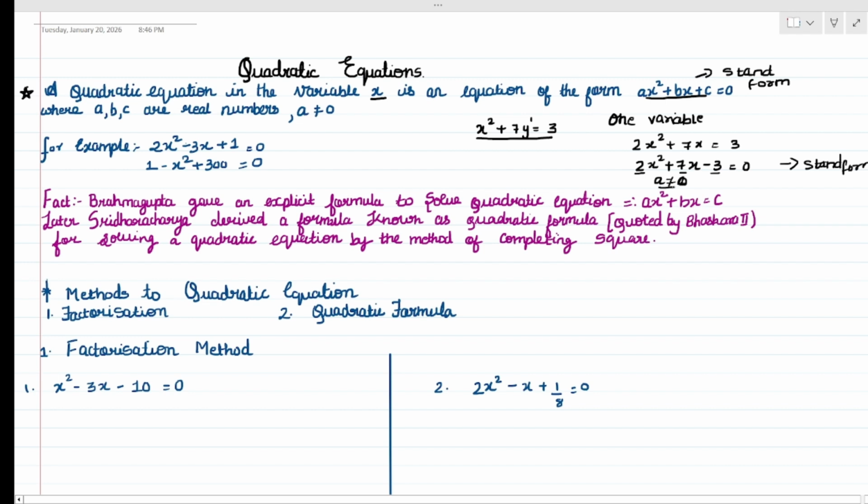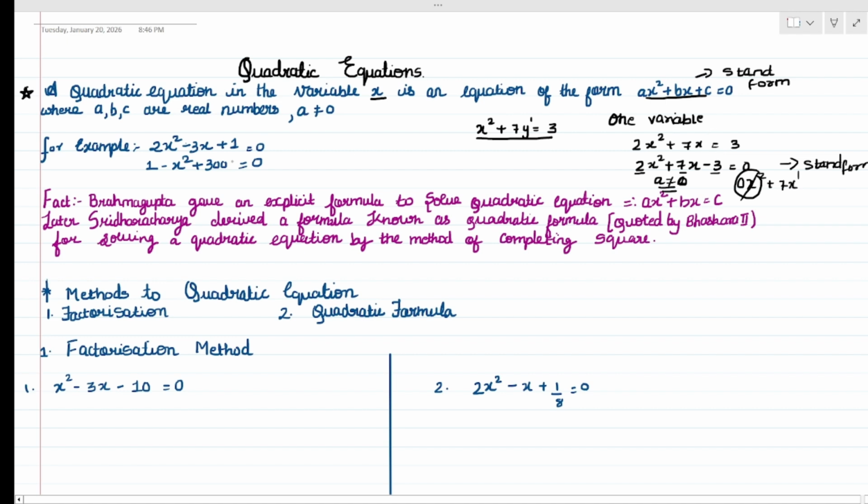What does this condition say? If my coefficient of x square becomes 0, say 0x square plus 7x, let's take this example. In this case, my x square coefficient becomes 0. That means the whole term will get nullified and it will be counted as a linear equation. That means the condition is specifically mentioning that a should not be equal to 0, that is, the coefficient of x square should not be 0.